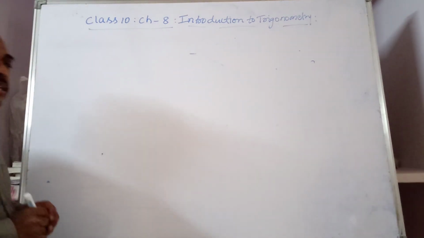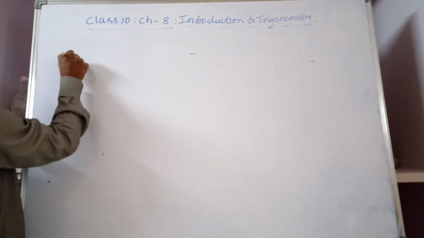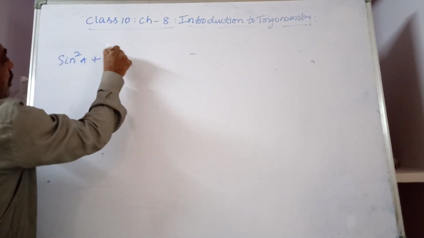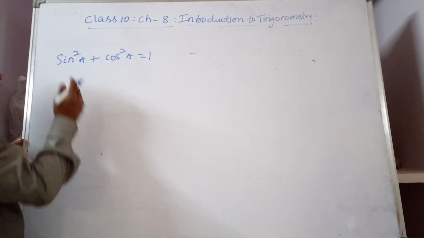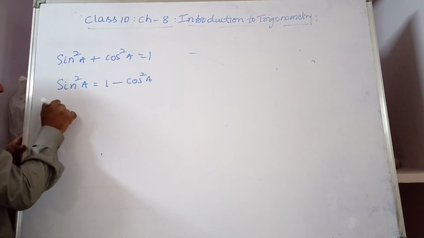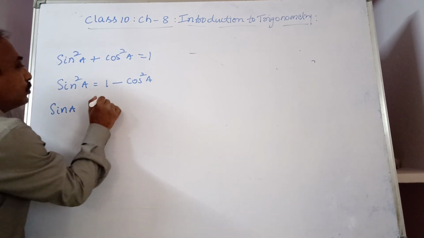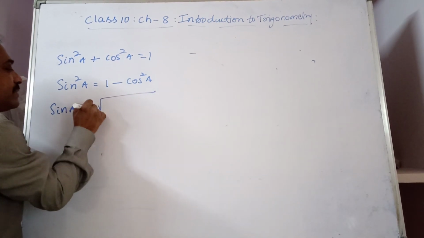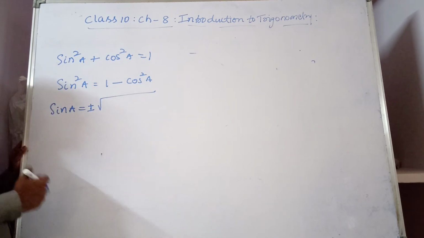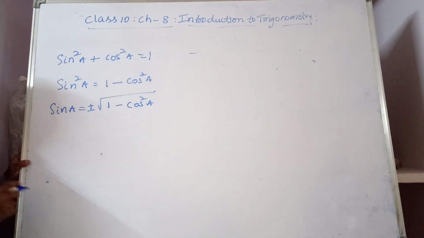Now those identities can even be expressed in terms of one another. We have the identity sin square A plus cos square A is equal to 1. Just now we discussed sin square A can be written as 1 minus cos square A. Now sin A is equal to, what can you write? Yes, you are right, that is plus or minus root of 1 minus cos square A.